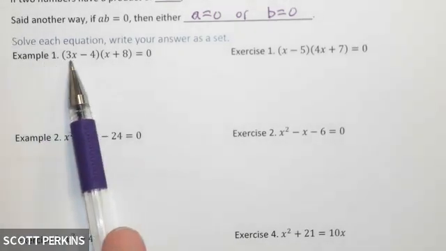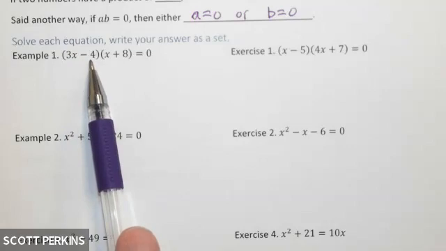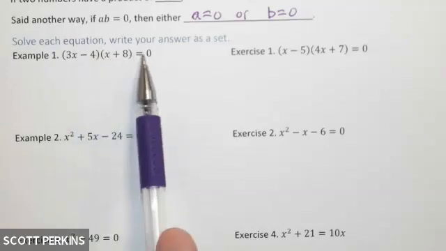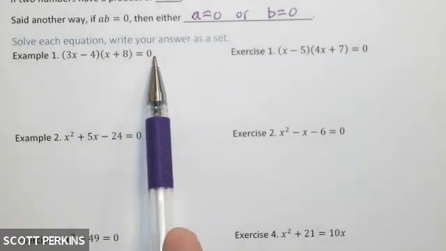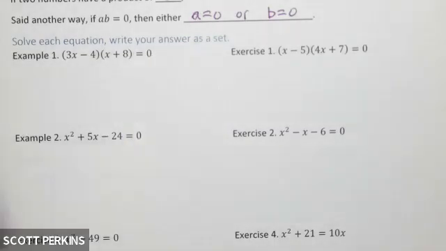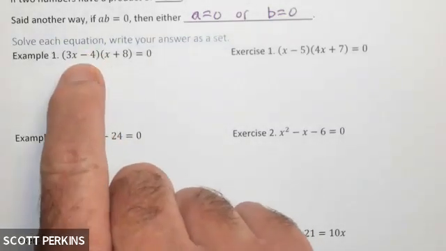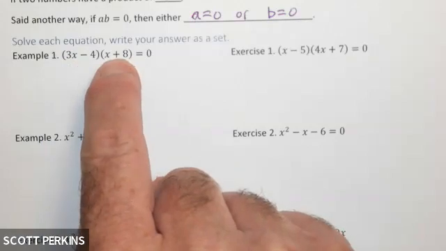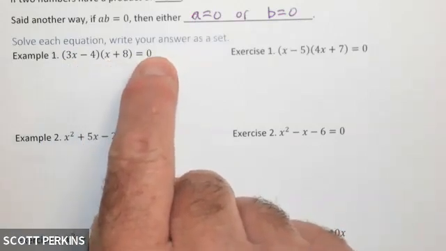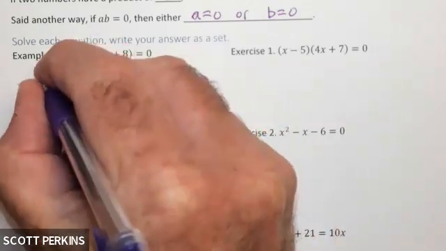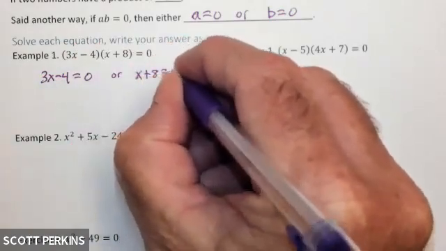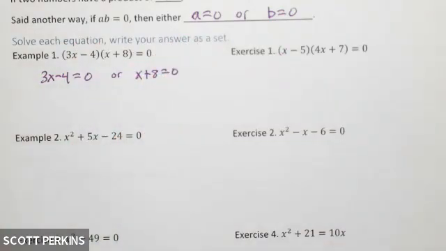Notice in example 1, I have two things multiplied together. I've got 3x minus 4 times x plus 8. And what I tell you is when I multiply these two things together, I get 0. So I'm just going to apply what you told me a minute ago. Since I don't know what the values are, I do know that when I multiply this first value times this second value and I get 0, then at least one of those things has to be 0. So what I can say is 3x minus 4 has to equal 0, or x plus 8 has to equal 0. That's just applying the zero product property.